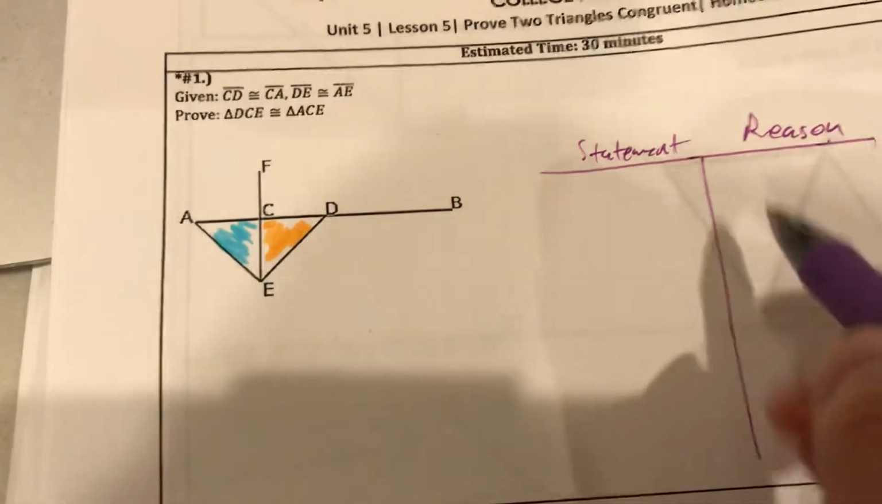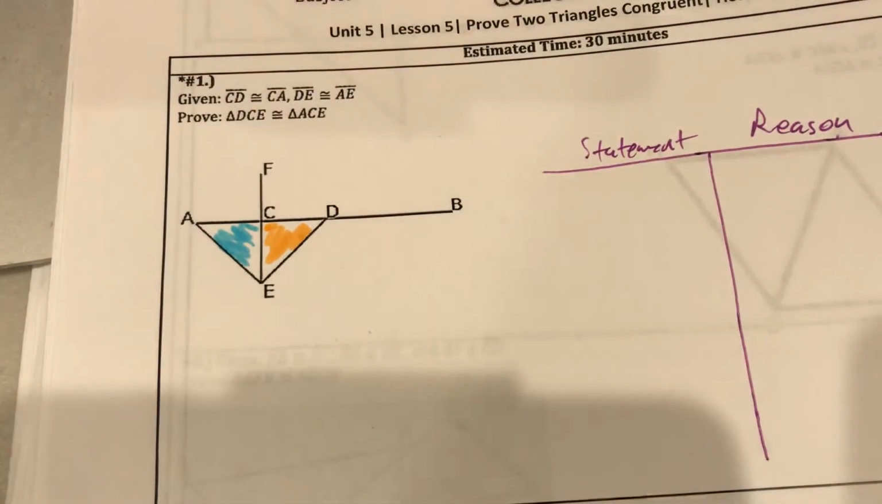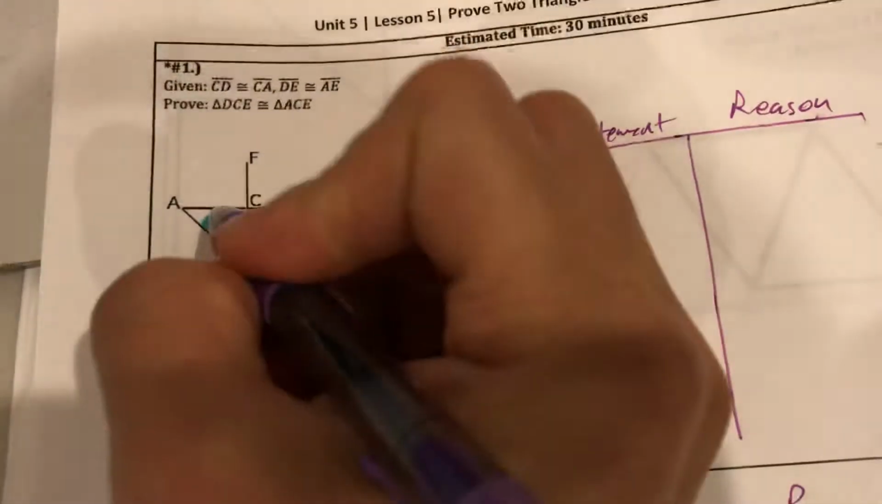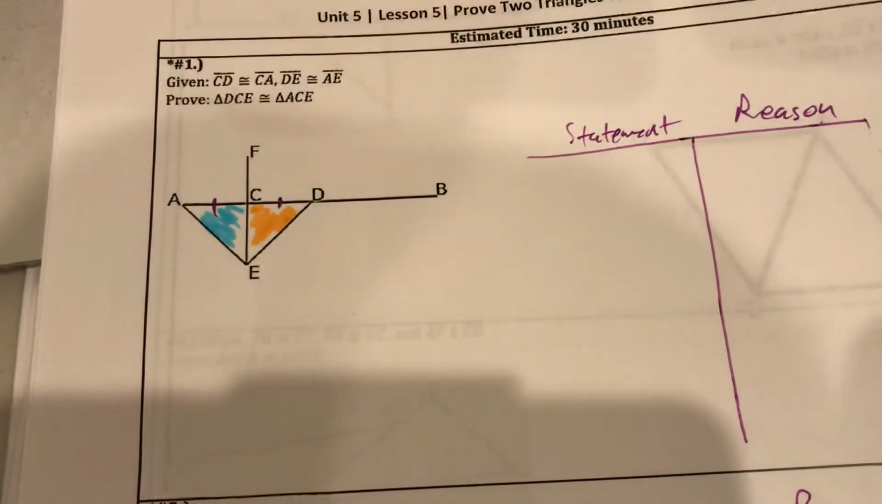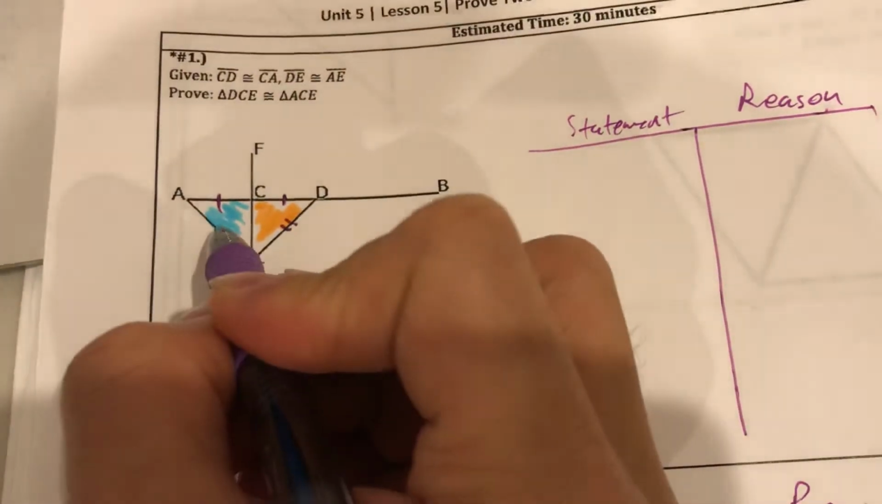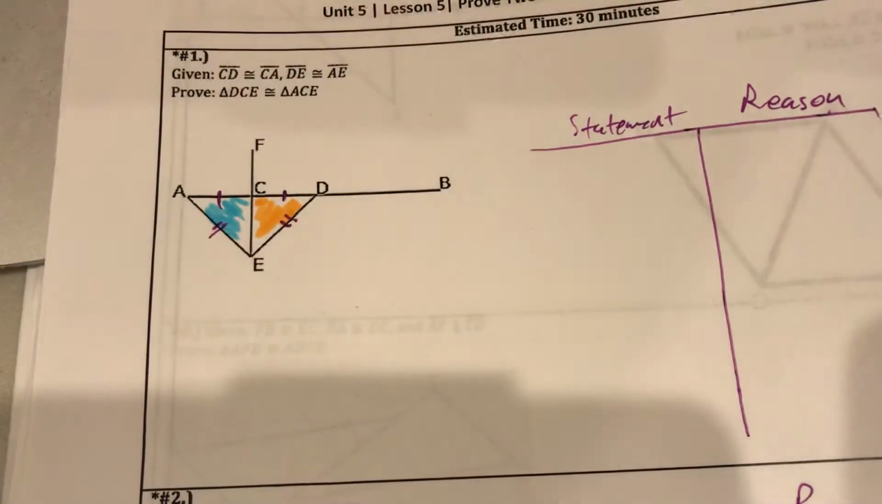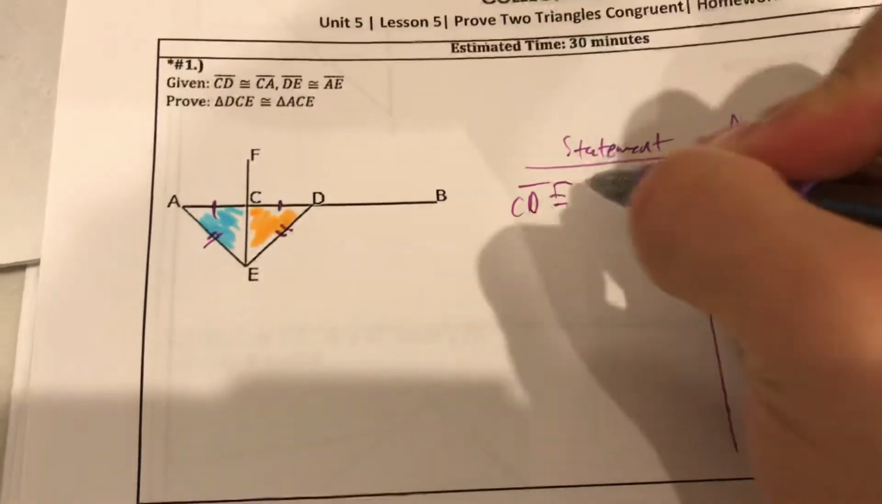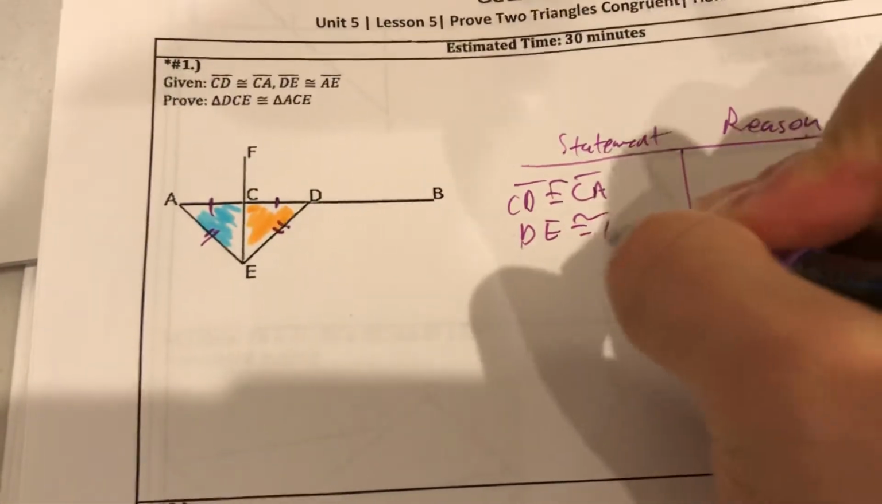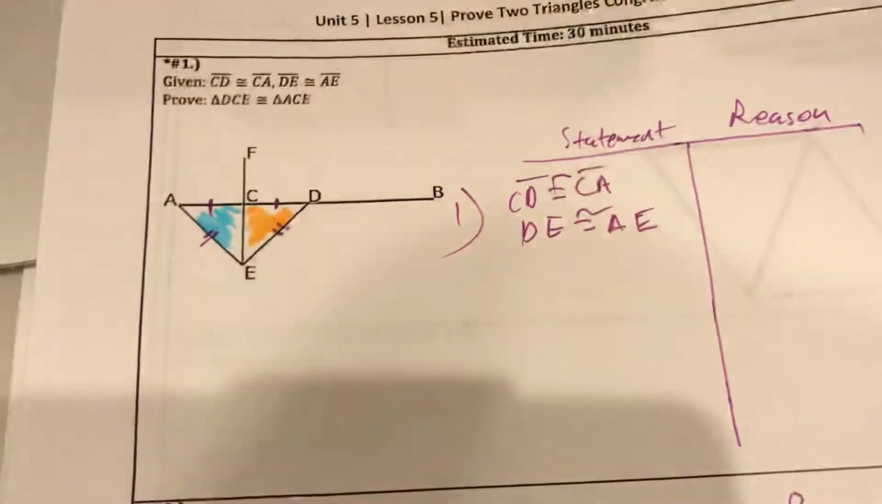statements is everything that's given to you, and the reason is basically, how do you know that to be true? Okay, so the first thing that they tell us is that CD right here is congruent to CA, and then DE is congruent to AE, okay? So let's put that down. That's part of the proofs, right? So the first piece is CD is congruent to CA, and DE is congruent to AE, okay? So that's statement number one.